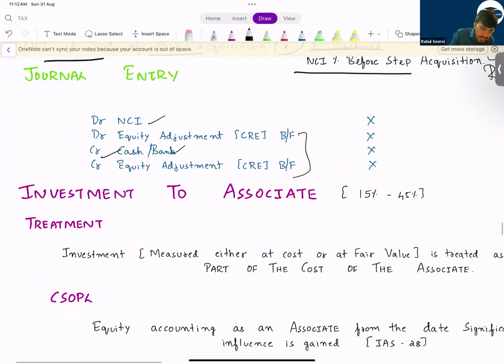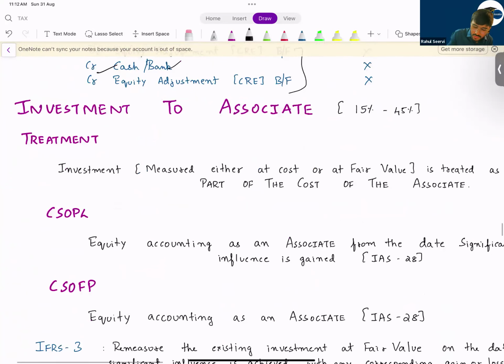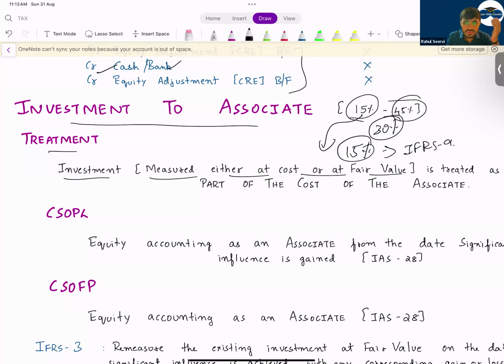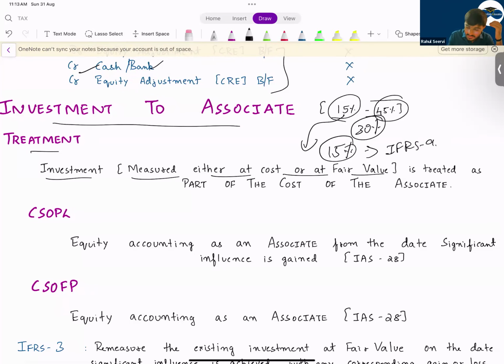Now coming to case two, associate to subsidiary, a small part, very easy part, 15 to 45%. I had 15%, I shifted to 45. That means additional is how much here? 30% purchase. Now see here. Treatment. Investment measured either at cost or fair value. Yes or no? Can I say this 15% will be measured at what? IFRS 9, either fair value or cost model. Fair value through P&L or fair value through OCI is treated as part of the cost of the associate. So what does this mean? Basically, one thing I say, assume that the investment is sold and repurchased. Assume the 15% is sold and assume that 45% is repurchased and do the calculation, you will get the answer.